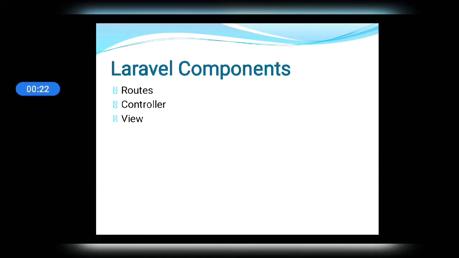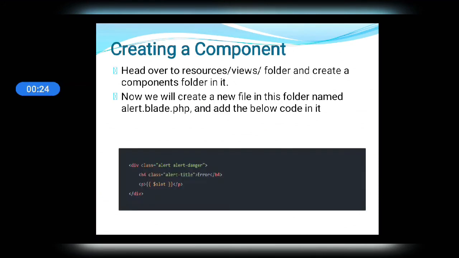Now we move on to how to create a component. Let's assume we want to make a Bootstrap alert component, which can be called on various views. So head over to resources, then views, and make a folder in it. Now we will create a new file in this folder named alert.blade.php and add the below code in it. So this is how we create a component.